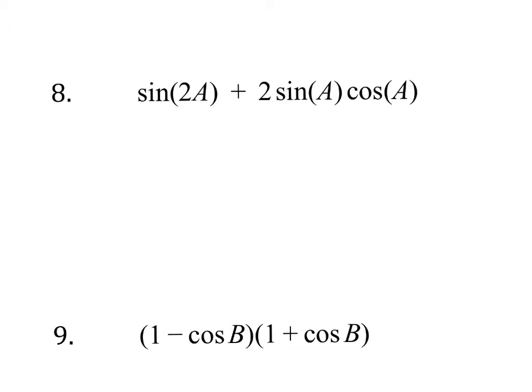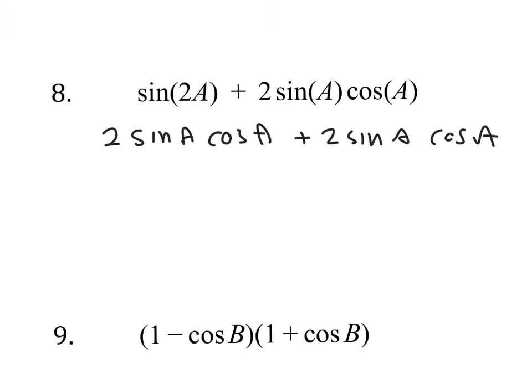All right, so on the left we have sine of 2a, so we can go to our double angle section of our note card and write the substitution for that. So sine of 2a is 2 sine of a cosine of a. And we're adding to that 2 sine of a cosine of a. So we've got 2 of each, for a total of 4. I don't see anywhere to go with that, so I think that's about as good as we can get.